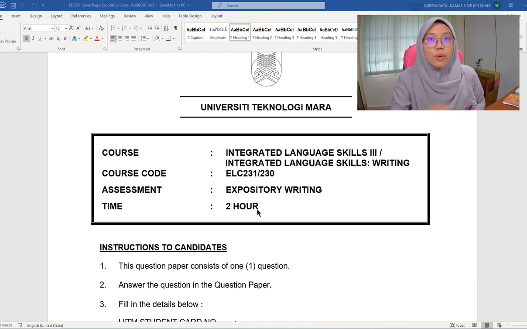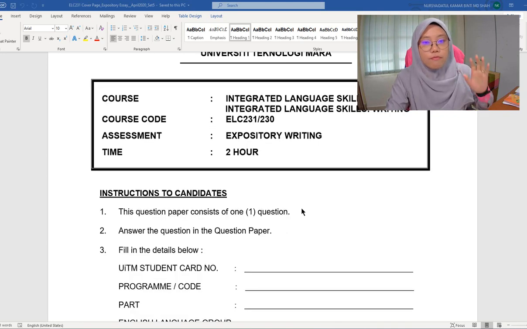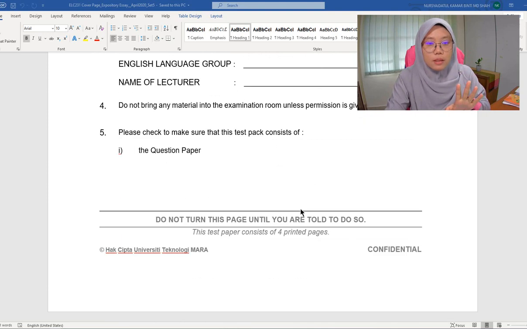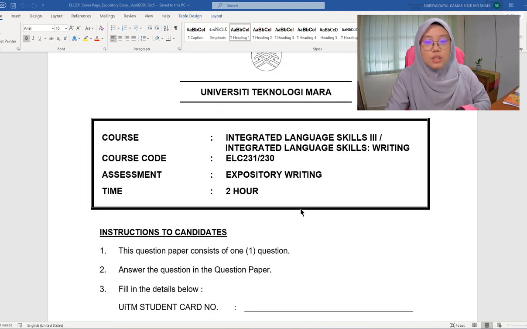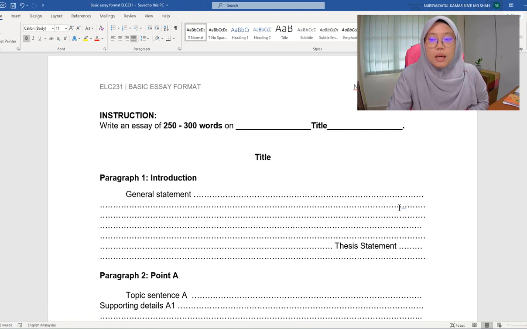And for my class, I am going to use most probably Google Form and also Google Classroom. Now, this is the basic format or the basic instruction of the assessment. This is just a preview of how the cover page looks like. Now, what does the essay look like? Let's take a look at the instruction here.